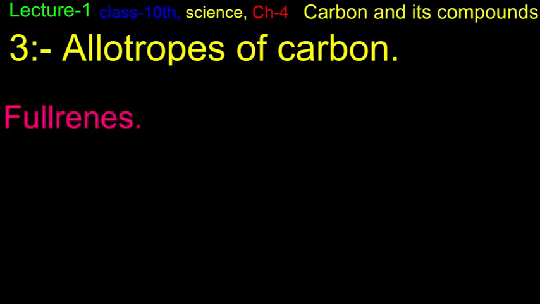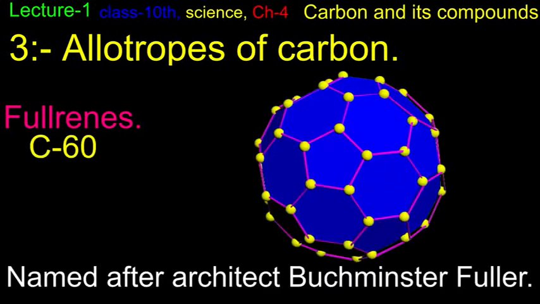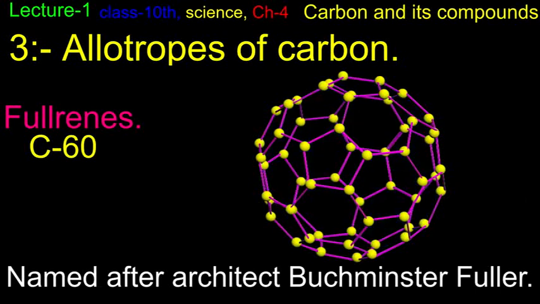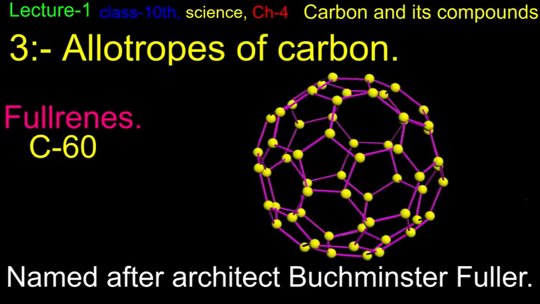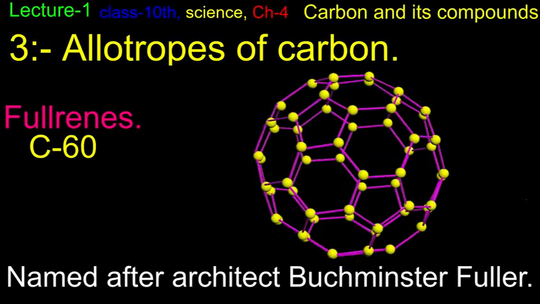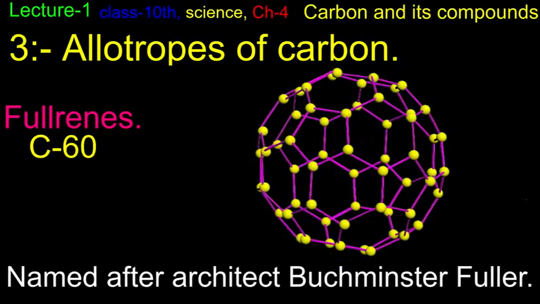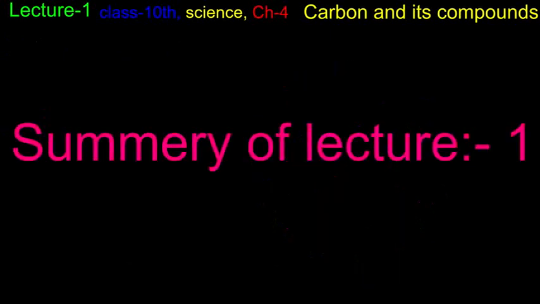These have fixed number of carbon atoms. The first one identified was of 60 atoms. It was named as Buckminster fullerene after the name of architect Buckminster Fuller, who designed geodesic dome structure. In the end, I summarize this lecture.